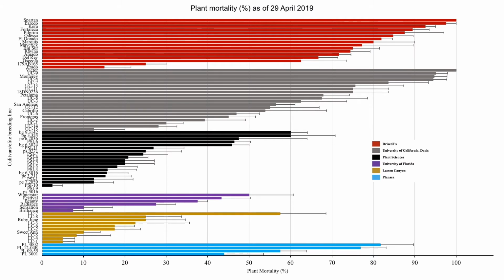Now here I am showing you plant mortality in year 1. Plant mortality is on the x-axis, and on the y-axis you can see the cultivar and elite breeding lines. Here I'm just showing you how in each breeding program there was a wide range of susceptibility and resistance to anthracnose.